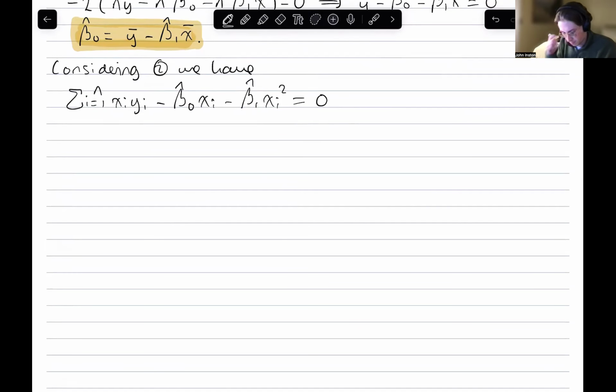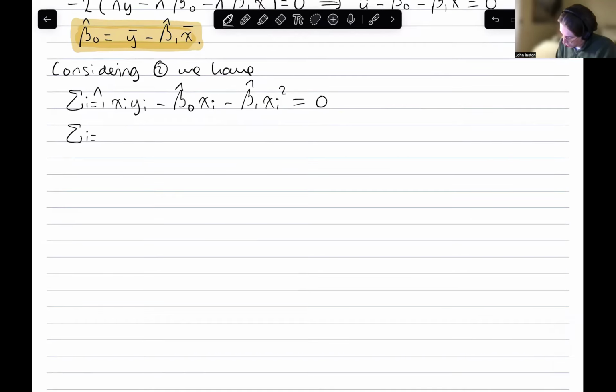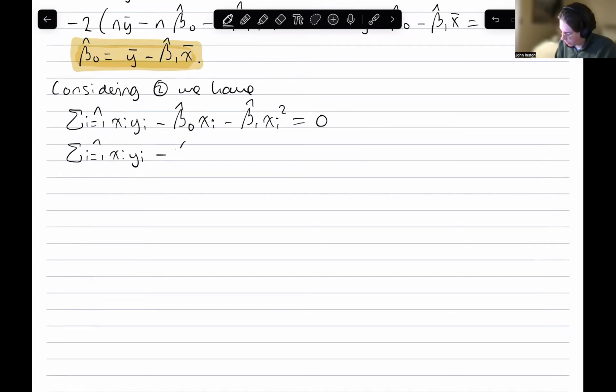So then this is just equal to, plugging in our value, we have (y bar minus beta hat 1 x bar) times xi minus beta hat 1 xi squared equals 0. And this is all included in the sum. So I'll just be a bit careful with these brackets so that we all know.